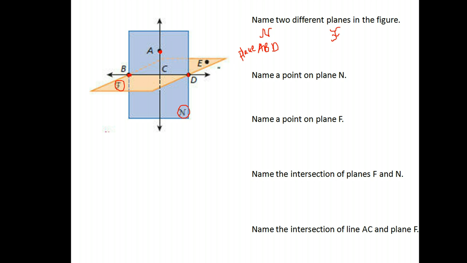Let's do the same for F. Let's name 3 points on the plane. Well, E is on that plane, D is on the plane, and C is on the plane. So we could name it D, E, C. You could also use B with those.